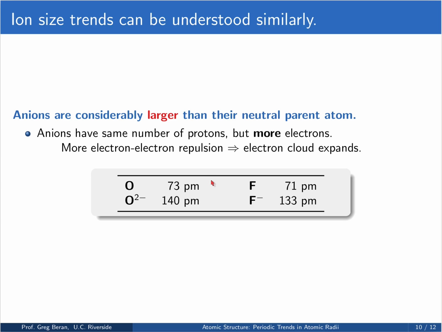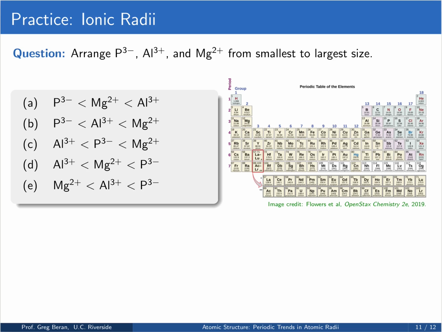So for example, from oxygen to oxygen 2-, we go from 73 picometers to 140 picometers. Fluorine to fluoride, we go from 71 to 133 picometers. Let's try a practice problem. Arrange P3-, aluminum 3+, and Mg2+, from smallest to largest size.